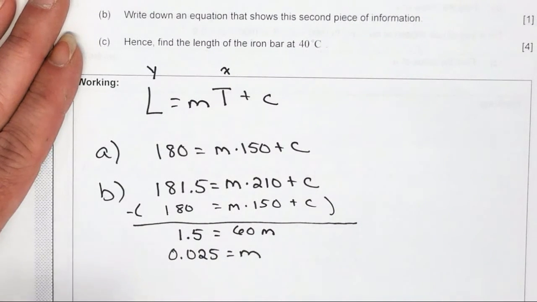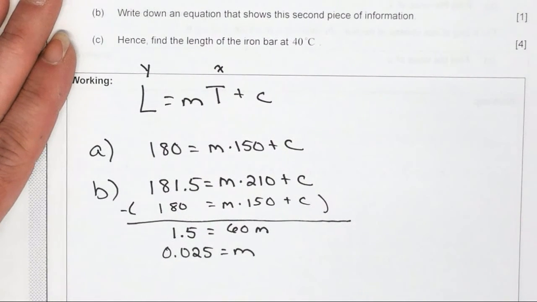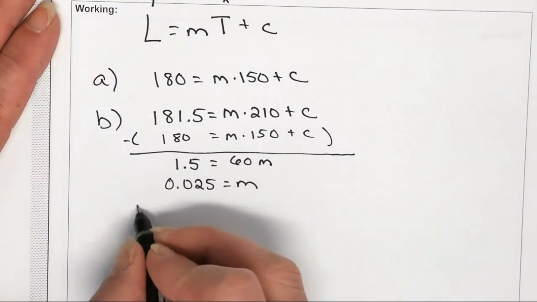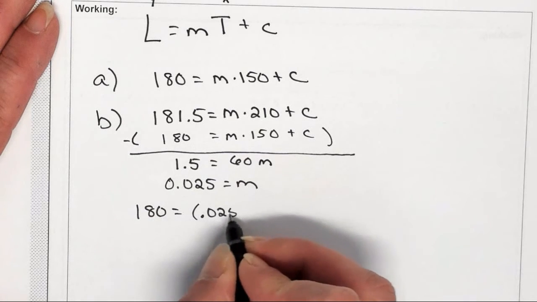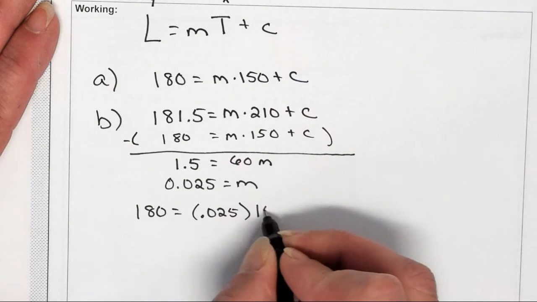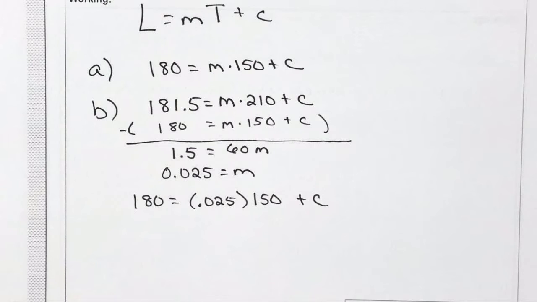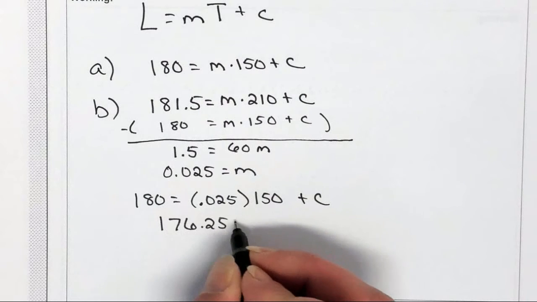Okay, so now I know M. What else would I like to know? C. Just plug it into either equation. 180 equals M, 0.025, times 150 plus C. And that's really all the work I would actually have to show, and then I would do 180 minus 0.025 times 150. I get 176.25 equals C.